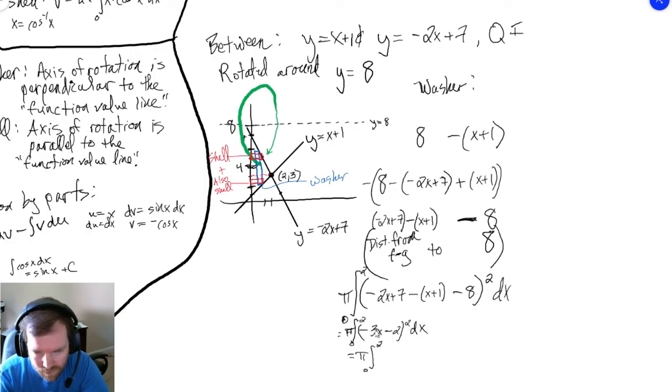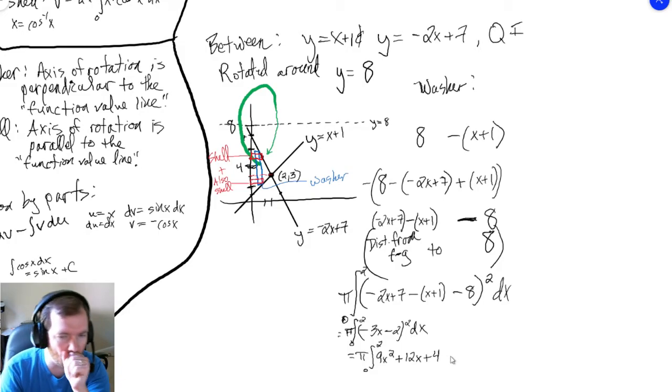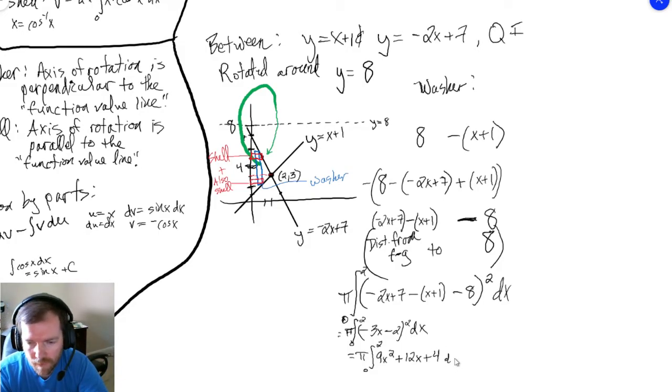Just going from 0 to 2, we're going to square this, we get 9x squared, plus 12x plus 4. Alright, take that integral, and it's going to be pi times, 1/3 of 9 is going to be 3x cubed plus half of 12x squared is going to be 6x squared plus 4x, evaluated from 0 to 2.